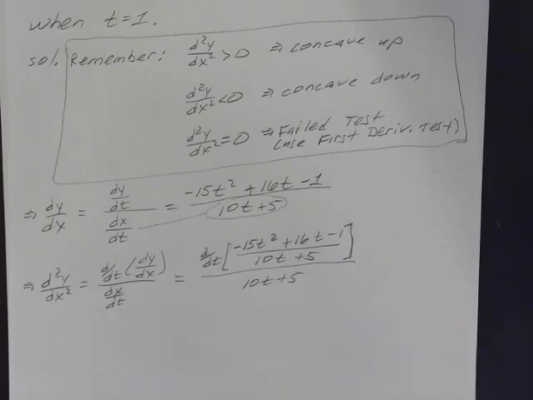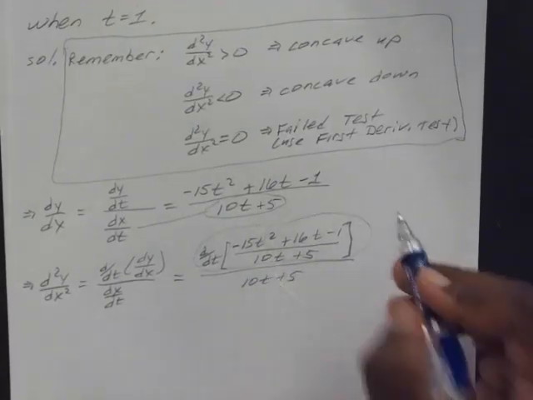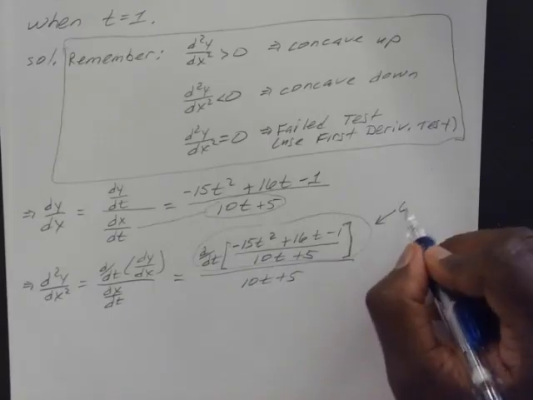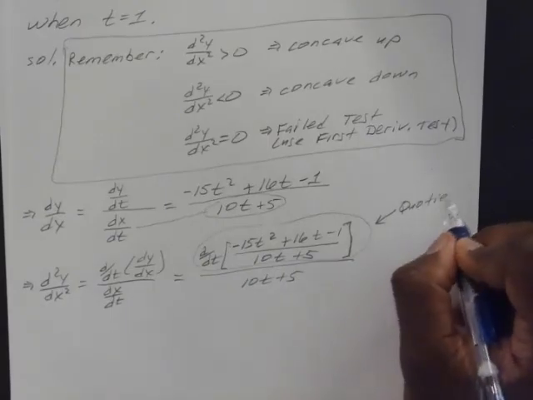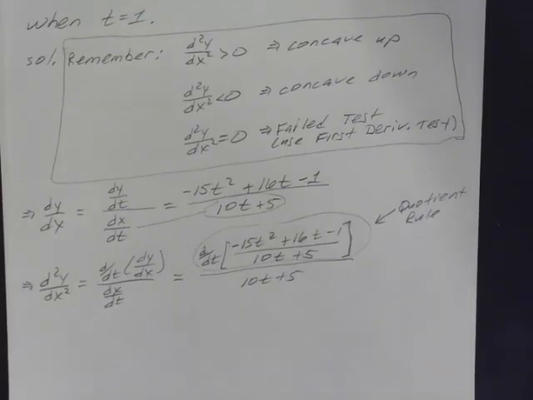Okay, so once again, we know that for this derivative, we're going to have to use the quotient rule. Or you could use the product rule if you rewrote this as the numerator times 10t plus 5 to the negative 1 power. Then you could just use the product rule, but I don't do that a lot because it can get confusing and make mistakes. So sometimes I just stick to the quotient rule.